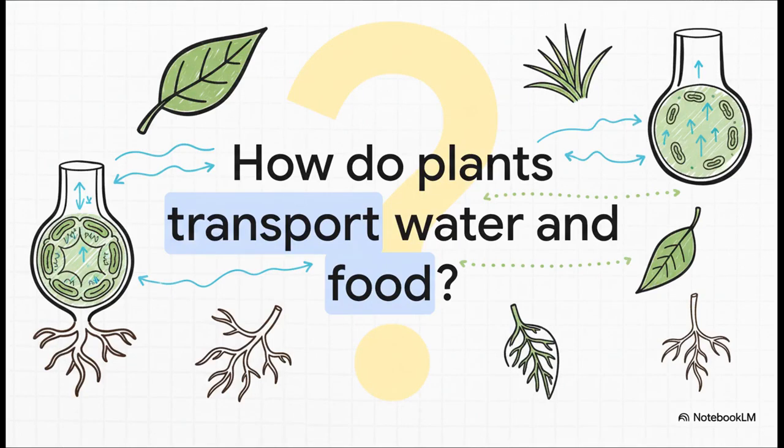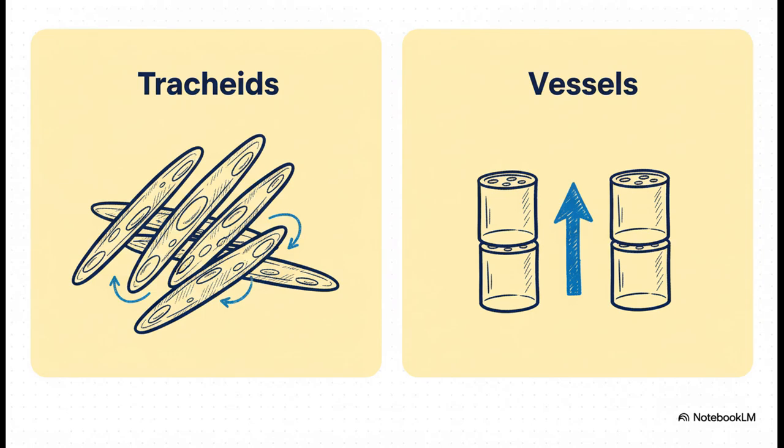Okay, so we've got growth. And we've got support. Great. But any good building needs plumbing, right? How on earth does a plant get water from the soil all the way up to the topmost leaf? And then how does it move all that sugary food it makes back down to the roots? Well, that happens in the vascular system, the plant's plumbing.